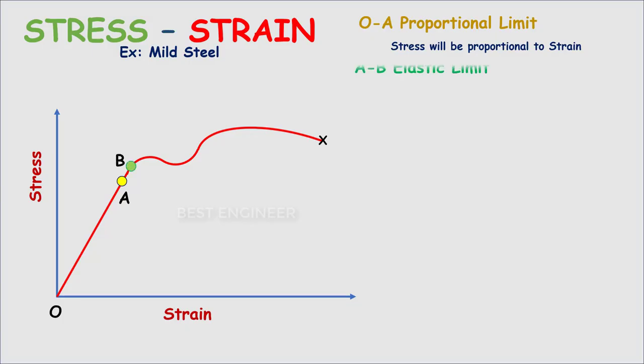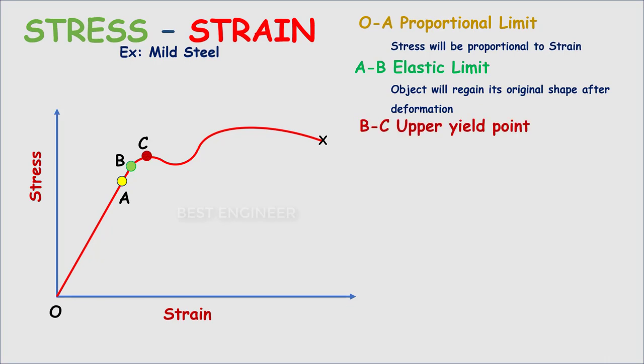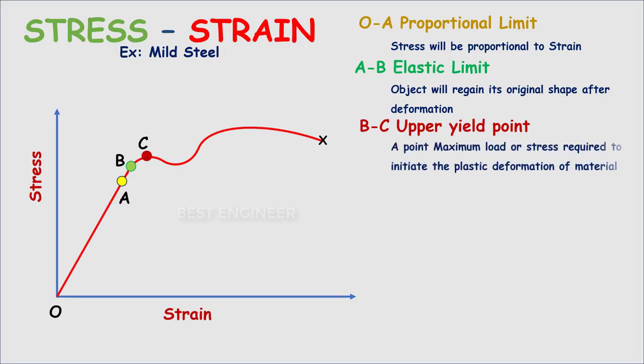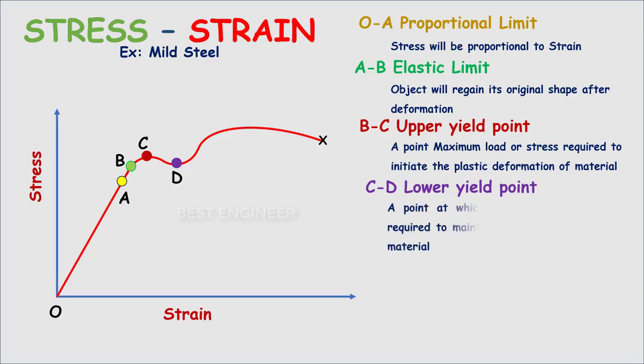The region A to B is called the elastic limit. Up to this limit, the object will regain its original shape after deformation. The region B to C is called the upper yield point. It is the point of maximum load or stress required to initiate the plastic deformation of the material. Next, the point D is called the lower yield point. It is the point where a minimum load or stress is required to maintain the plastic behavior of the material.